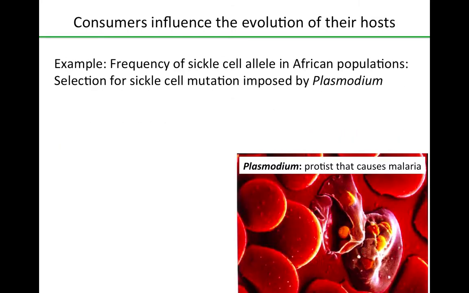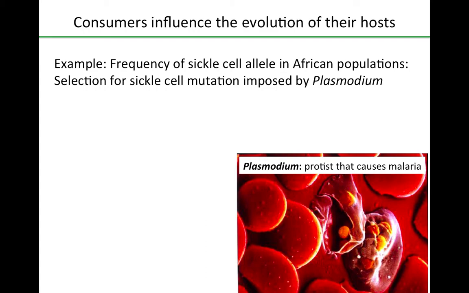Okay, and so the last thing that I want to talk about is how a parasite has actually influenced the evolution of human populations. And the example I want to talk about is the sickle cell allele that we see at a pretty high frequency in African populations, but not in other human populations. So there's been selection for the sickle cell allele, which is just a mutation that has occurred in a hemoglobin gene. And the selection has been imposed by Plasmodium. So this is the protist that causes malaria.